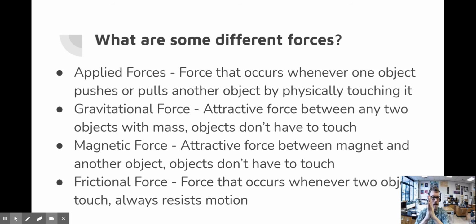Or for example, if you are pushing against something, that is an applied force. If I push against the desk and push myself away from it, that is an applied force. Or when I pull myself back, that's an applied force. Gravitational force, this is another one that you're probably very familiar with. We're going to do a whole set of notes on that later in the unit. A gravitational force is an attractive force between any 2 objects with mass.